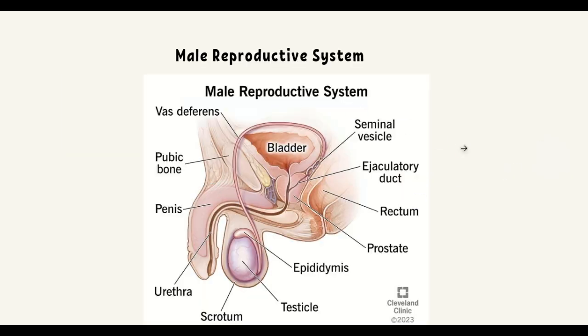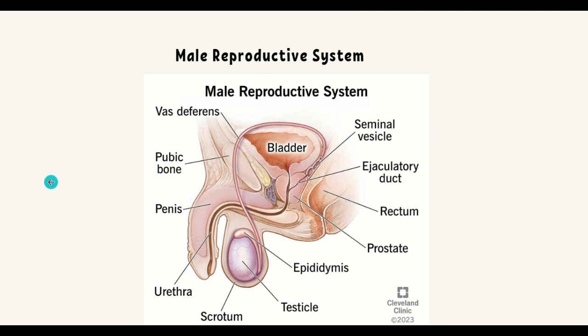Okay, so basically this is the male reproductive system now, and just look at it. So this right here, this tube is called the vas deferens. You have the pubic bone, which is not really too relevant. Then you have the penis, the urethra here, the scrotum, the testicle, epididymis, the prostate, rectum, and then the ejaculatory duct. So basically, this is the male reproductive system.